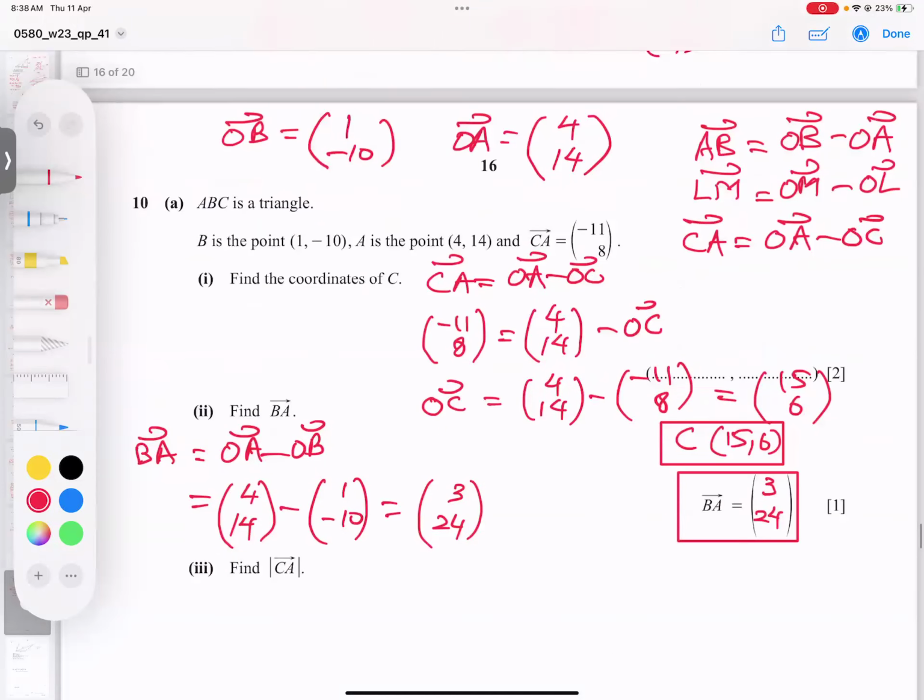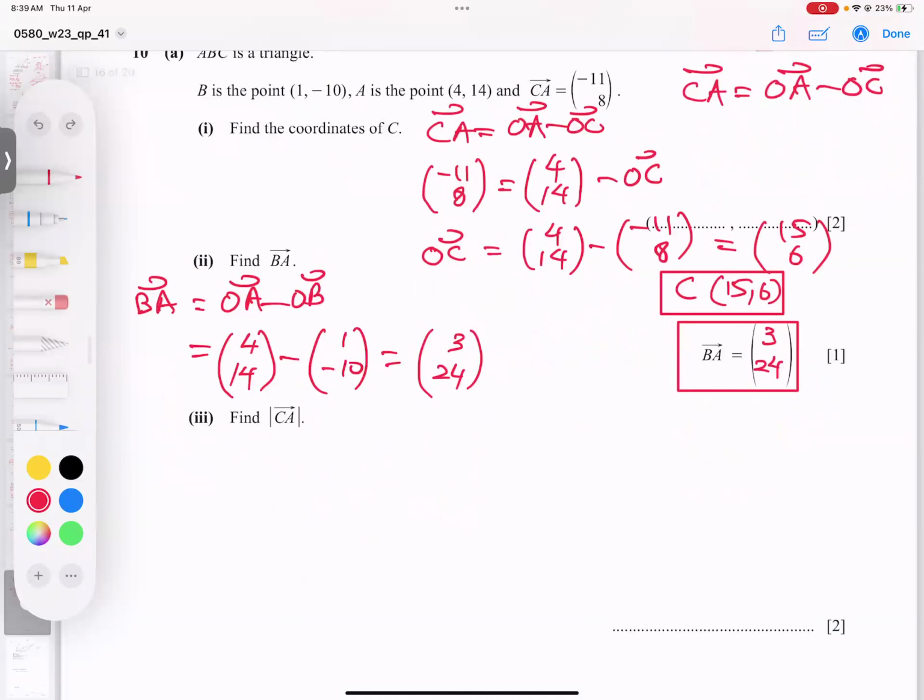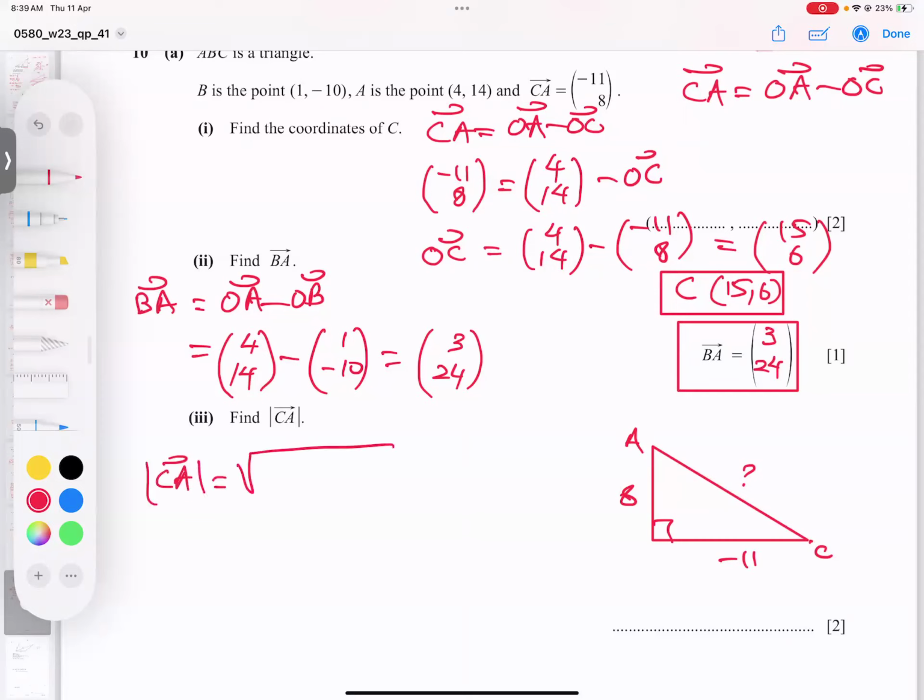Now he's asking for the CA magnitude, the modulus. How to find CA? Simple, take the Pythagoras theorem. C to A is like a triangle starting from C, ending at A. So 11 goes to the left side and then 8 goes upwards. C here and A here, so this is negative 11, 8. How to find this? Like the Pythagoras theorem, I can find the CA modulus: square root of negative 11 whole squared plus 8 whole squared. If you type it in the calculator, it gives us root 185, or 13.6. So the CA modulus, I think the point is very clear.